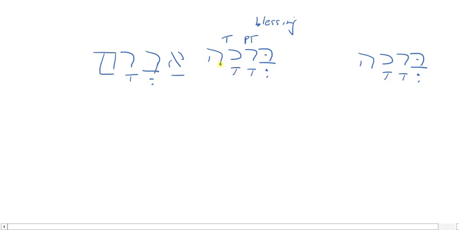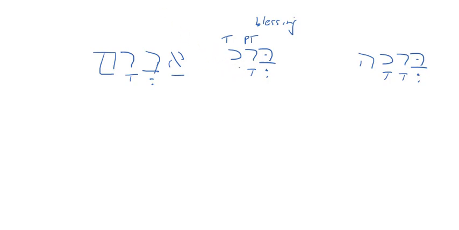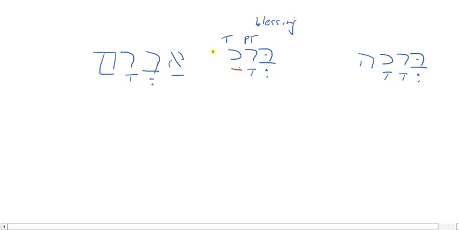Does qamets-heh need to change to something as an ending? Yes, qamets-heh is one of those endings that change. What does it become? Patach tav. Good. So qamets-heh has to become, we'll go ahead and put this in red, patach tav. Excellent.